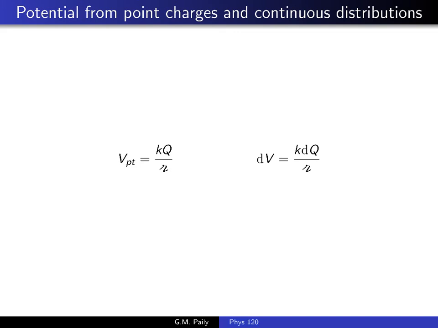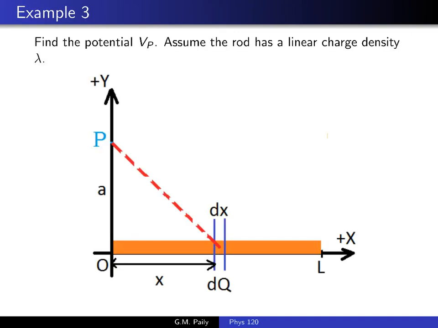Finally, what about the potential created by a continuous charge distribution? As before, we chop up a continuous charge distribution into many tiny pieces, each of which can be treated as a point charge. Since we know the potential due to a point charge, we adapt that to dV is equal to k dq over r. Each little charge dq creates a little potential dV, and we add them all up. This integral is a lot simpler than the electric field integral because potential is a scalar.